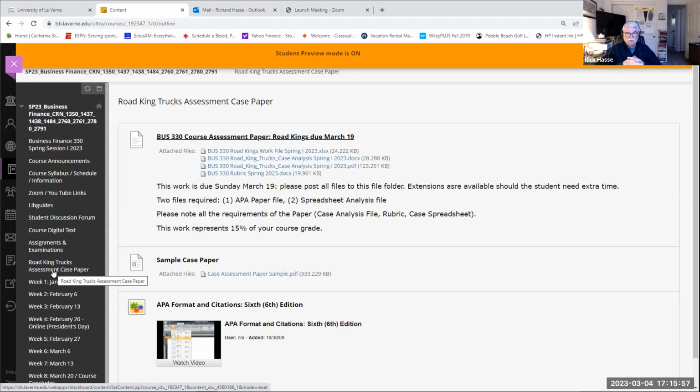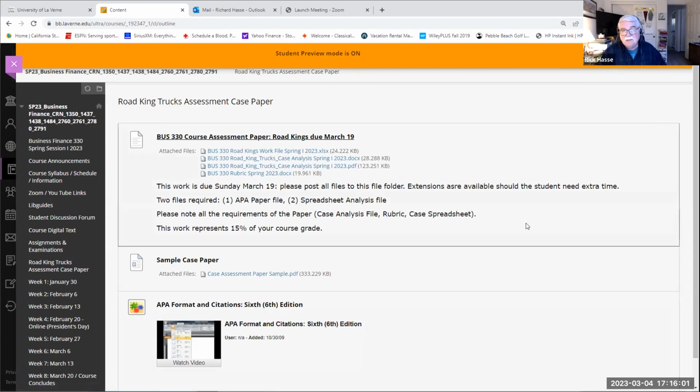All right, so the assessment paper is now posted. What I recommend is you download all 4 of these files and begin to take a look at them. I give you a worksheet that you'll do your spreadsheet analysis on. There'll be the 2 versions of the case analysis paper with the inputs and a rubric explaining the case paper. And we'll take a look at these in a little minute. But that case is now posted to your Blackboard. It is due in 2 weeks with extensions available should you need them.